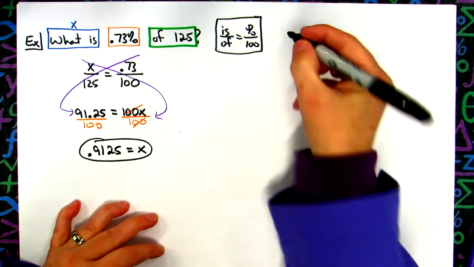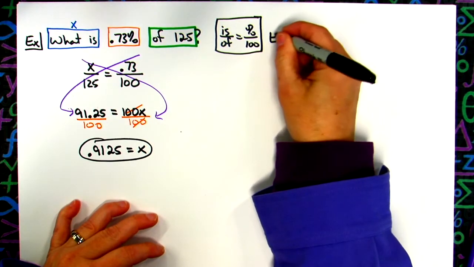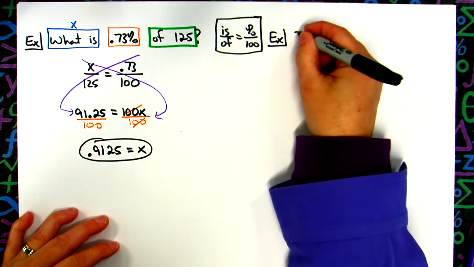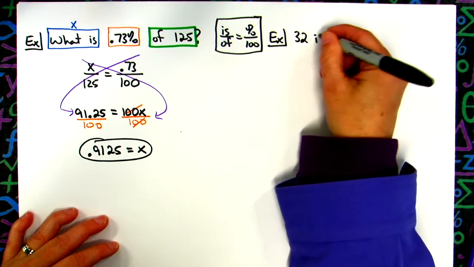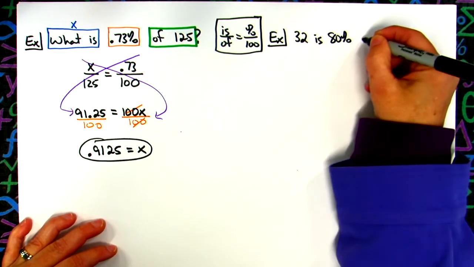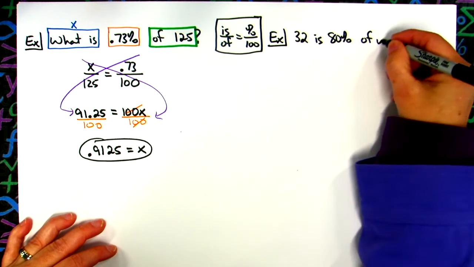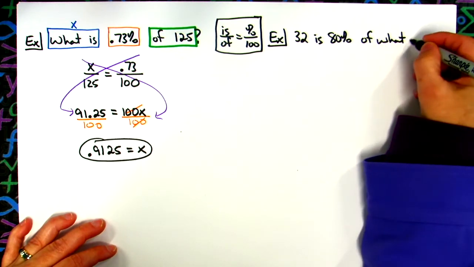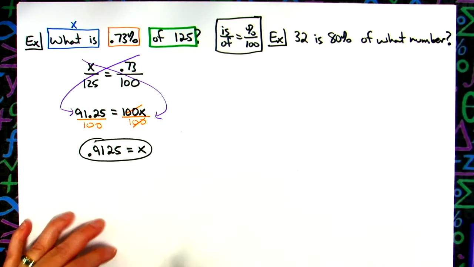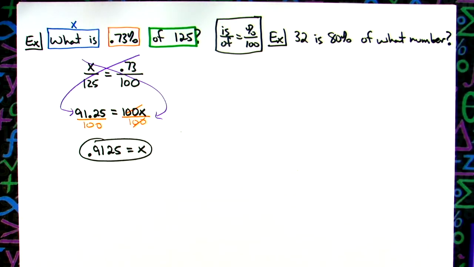Now we're going to let you do one by yourself. I'm going to try to squeeze it in right here. Let's do 32 is 80% of what number? So you box it in. I'll give you a minute. You box it in, write the proportion, cross multiply down, and see what you get.